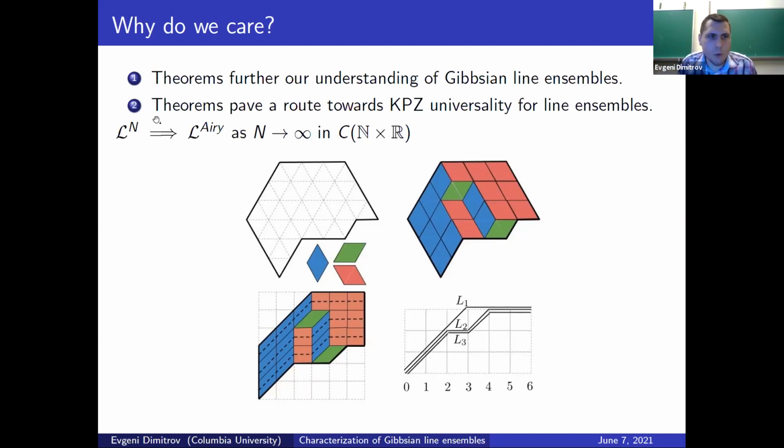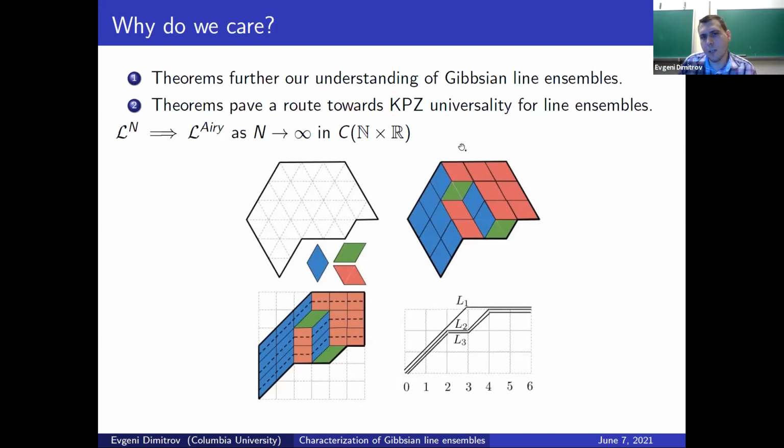Now, the second motivation for these results, which is the one that I'll discuss more, is that these theorems pave a route towards establishing KPZ universality for line ensembles. The general question that I have been thinking about in different contexts is: under what conditions can you deduce that a sequence of discrete line ensembles converges to the parabolic Airy line ensemble? I'll be interested in uniform convergence, meaning in the topology of uniform convergence over compact sets in this space.